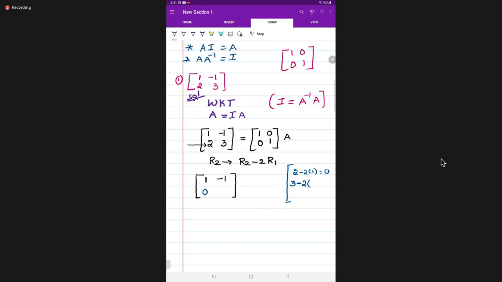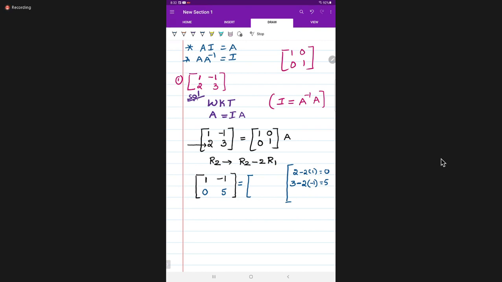3 upper element minus 1, R1 minus 1. Now which is equal to how much? 5. So that one right here, 5. So the left side matrix is completed. That same operation, apply to the right side also.